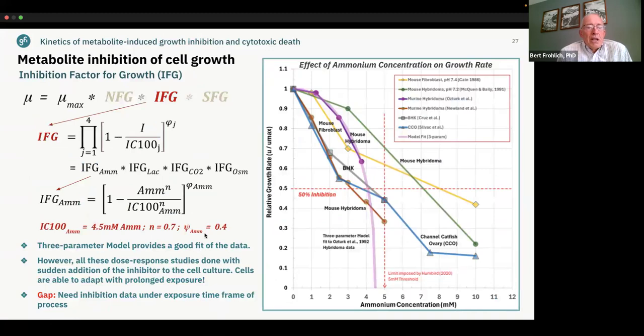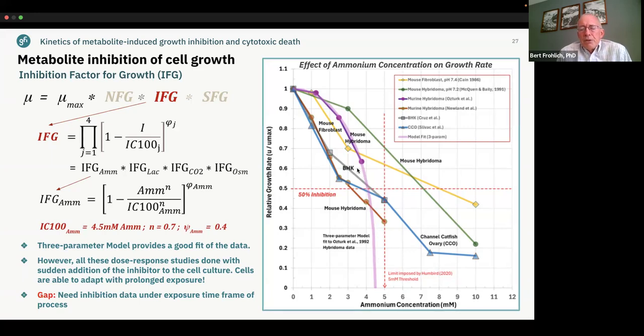So on the inhibition side, on the right is an example of all the data we collected for ammonium. We did the same for lactate, CO2, and osmolality. We fit those data sets to various different models that I had pointed out previously, and we found the one to the left here, which has a double exponent, actually fit the data the best. The purple line, which is the mouse hybridoma, we fit that particular equation to, and those are the three parameters, and it fits quite well.